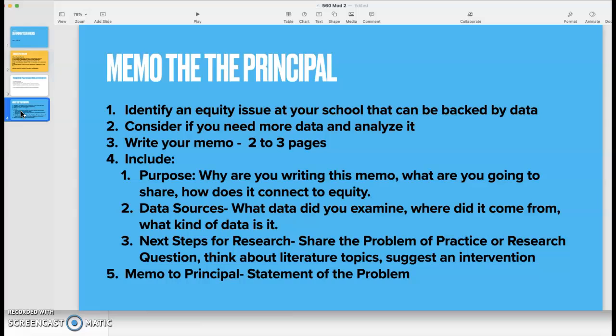And then the next thing you have to consider is, what are the next steps for research? This is what you're really telling your principal. You've identified the issue, you've identified the data sources in step 1 and 2, and now you're saying to the principal, this is what I want to do. You're sharing your problem of practice, you're sharing some of your research questions. Start to think about and identify the literature that you might want to research, and we're just identifying topics, and then suggest an intervention.